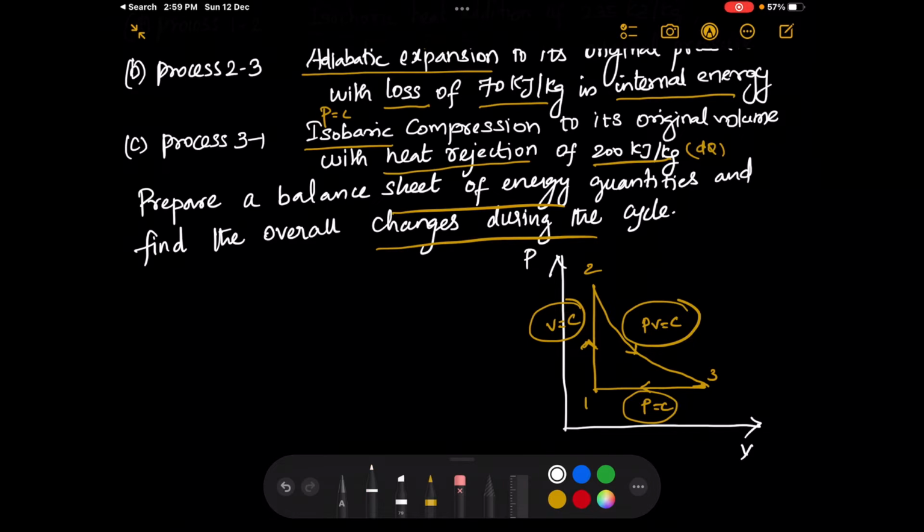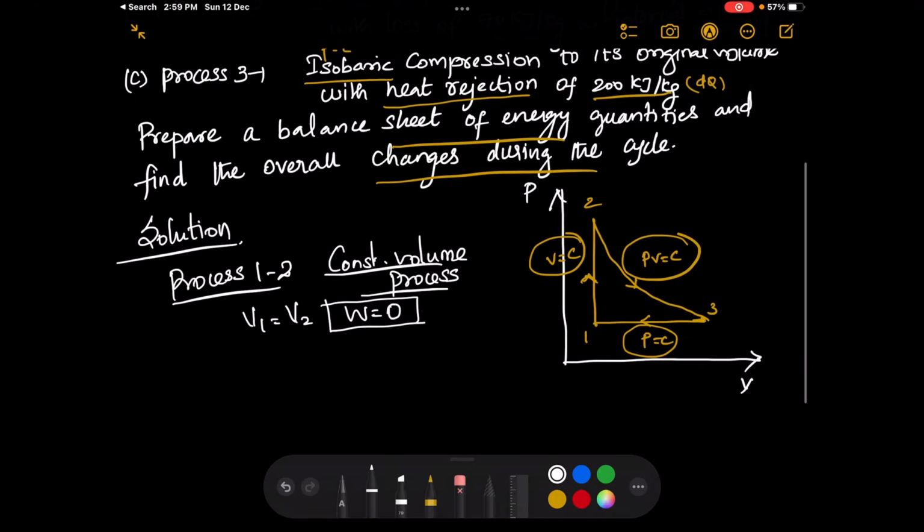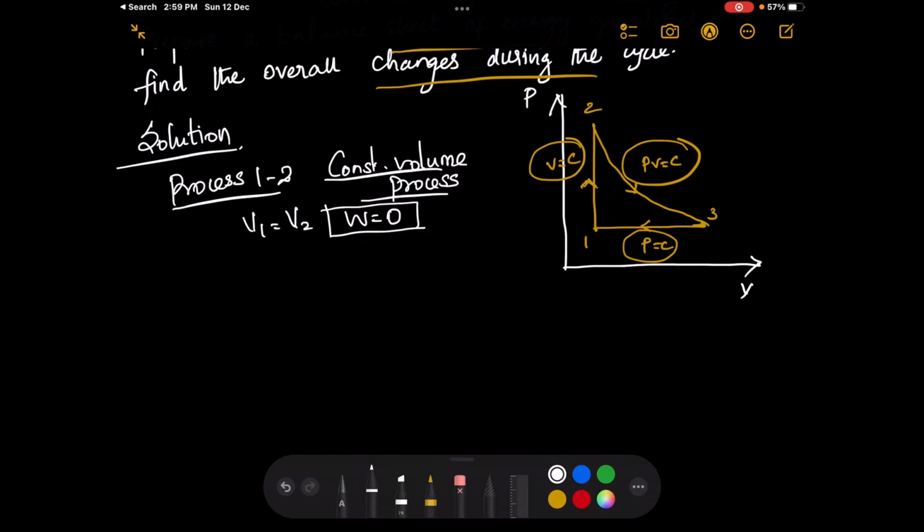Now, in the solution part, let us take process 1 to 2. What process is it? It is a constant volume process. What does that mean? Volume V1 is equal to V2. So work done is equal to 0. For a constant volume process, work done is equal to 0. Why? Because work done for a closed system is the integral of P dV, and here both volumes are the same, so work transfer equals 0.